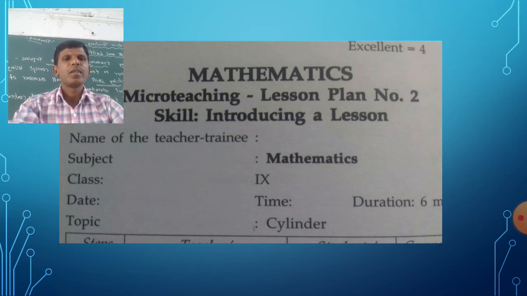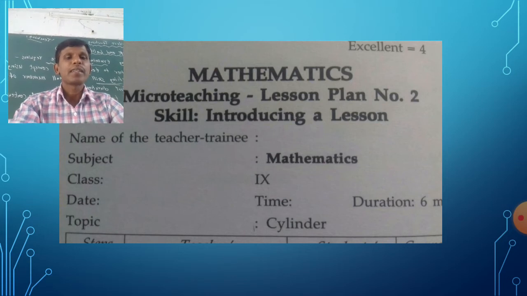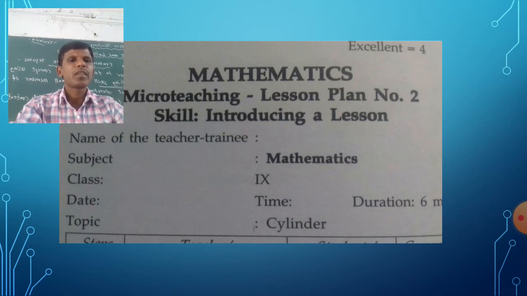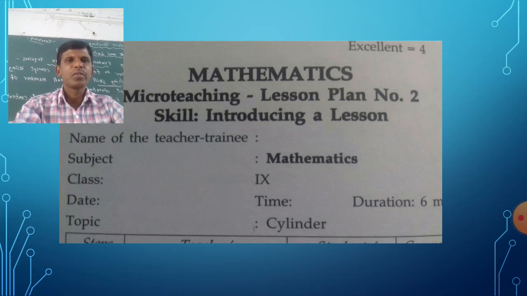The name of the teacher trainee, you can write your name and your roll number also. Subject, we are practicing mathematics, so mathematics. Which class, that is class 9th. Date, you can write the date. Time, you already know the time duration for this. Every skill is maximum 5 to 10 minutes. Which topic we are going to introduce using this skill, we have to mention.